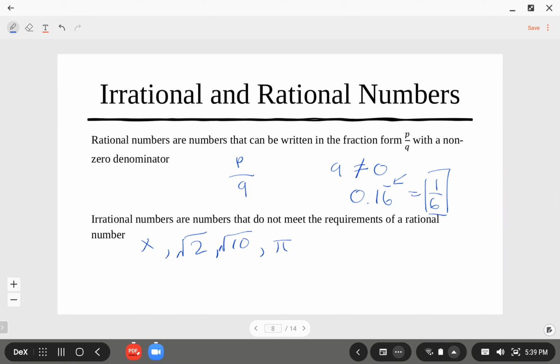So now that you know the definitions of irrational and rational numbers, let's do the same warm-up question. Please brainstorm types of irrational and rational numbers. So please brainstorm 3 to 5 irrational numbers, and please brainstorm 3 to 5 rational numbers, okay?